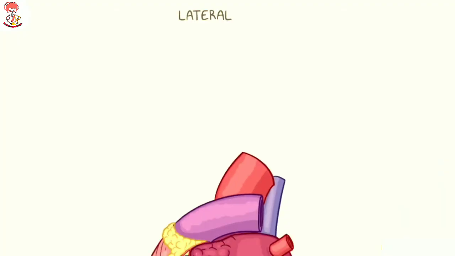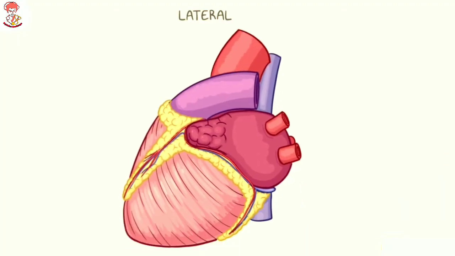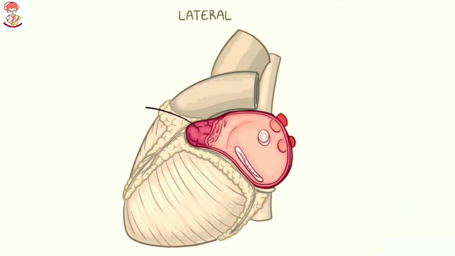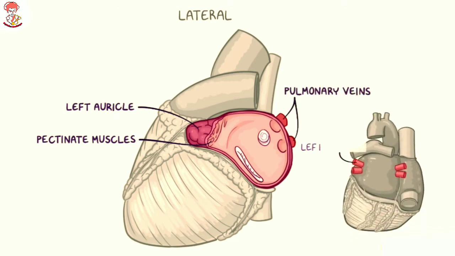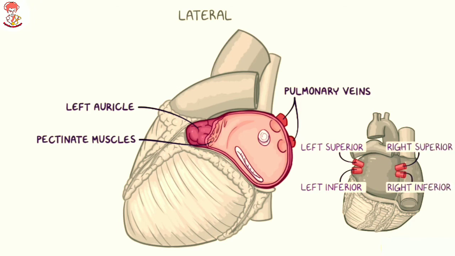The left atrium is slightly thicker than the right atrium, and along with the left auricle and the pectinate muscles within it, forms a large part of the base of the heart. The rest of the left atrium is smooth. The four pulmonary veins, namely the left superior, left inferior, right superior, and right inferior pulmonary veins, enter the smooth part of the left atrium posteriorly.